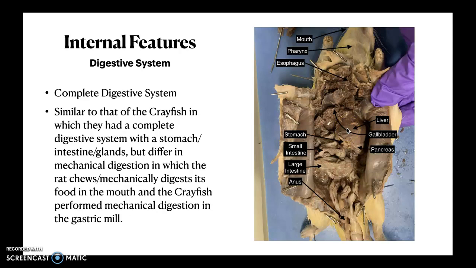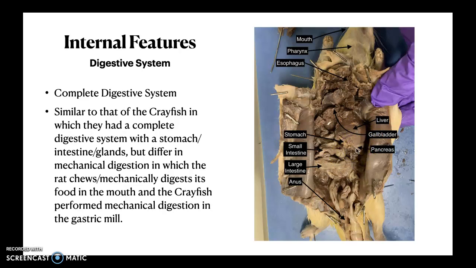And so from there, the liver produces bile, and the gallbladder stores that bile, and that helps in the digestion process. And as that food tends to pass into the small intestine, large intestine, it gets mixed with juices from the pancreas, enzymes that help with digestion as well, and eventually out the anus to complete the digestive system. And so this is similar to the crayfish, in which they both had that complete digestive system with the stomach, the intestines, and even the bile-producing glands.